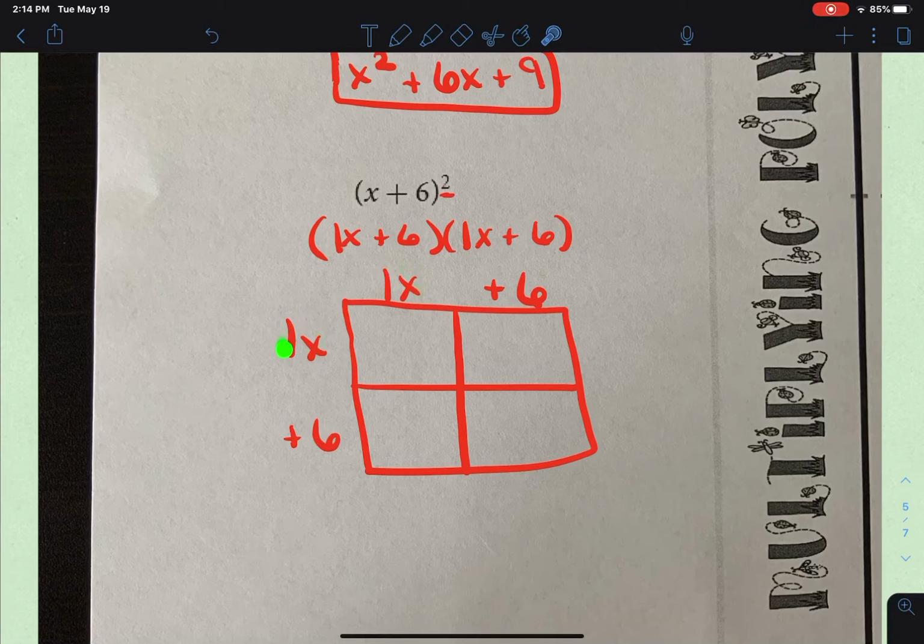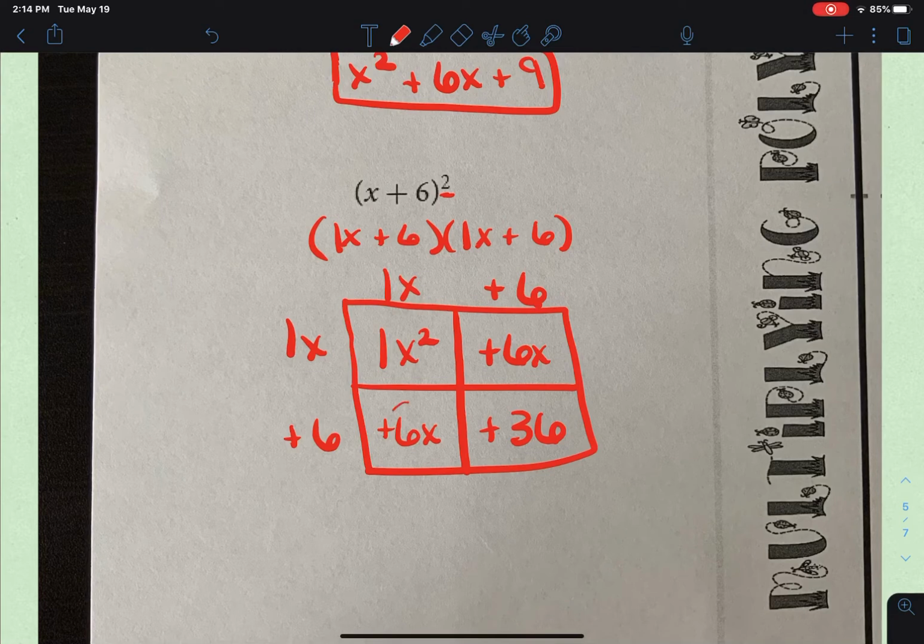So 1x times 1x is 1x squared. 1x times positive 6 is positive 6x. 1x times positive 6 is going to be positive 6x. And positive 6 times positive 6 is positive 36.